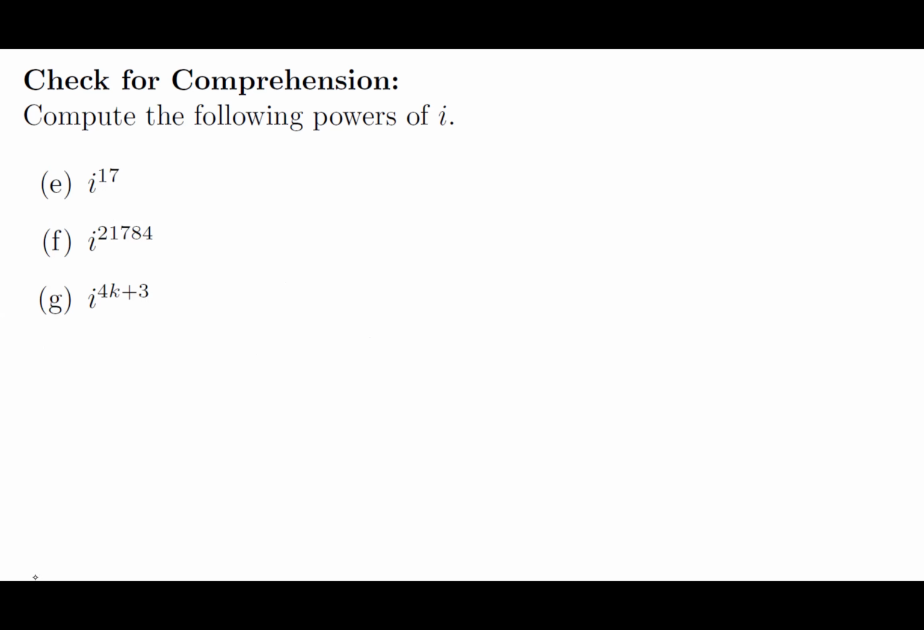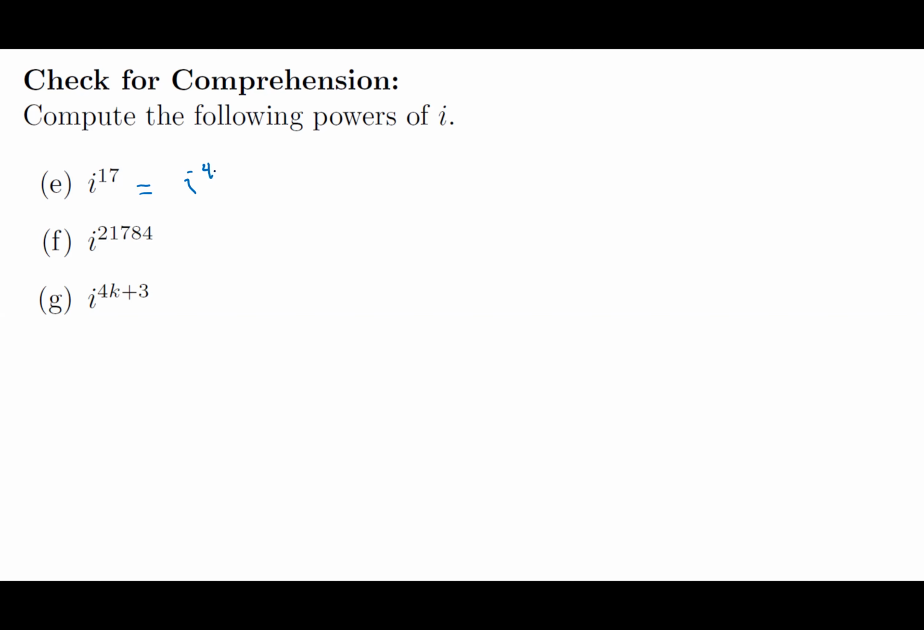What about i to the 17th? Well, we could play a similar game, right? I could take i squared times i squared times i squared times i squared if I wanted. Or I could take i to the fourth times i to the fourth. And that might be a better choice because we know that i to the fourth is actually 1. So look what I'm going to do with i to the 17th power here.